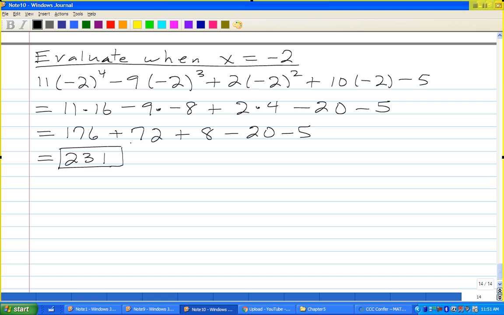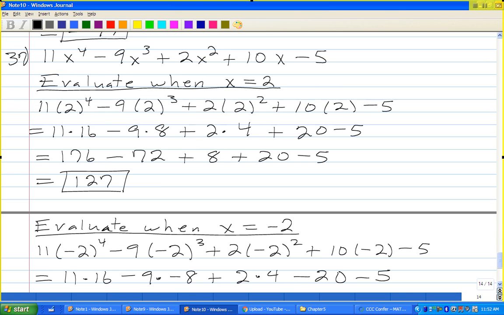176 plus 72, so it's 248. Oh, wait, plus 8. Oh, start that over again. 176 plus 72, 248, plus 8, 256, minus 20, 236, minus 5, 231. Okay, good.